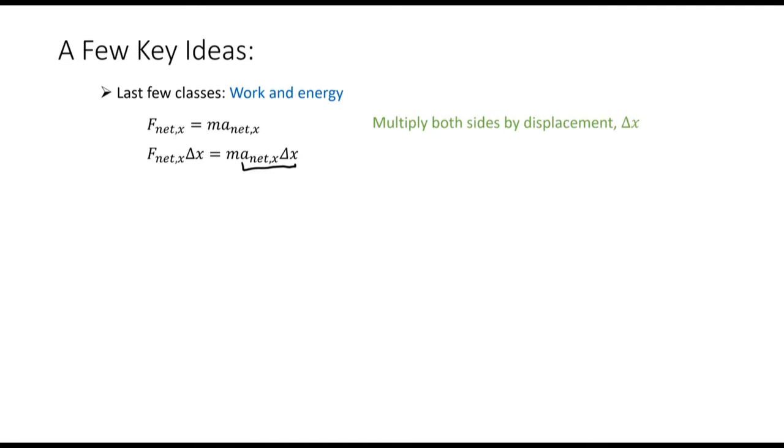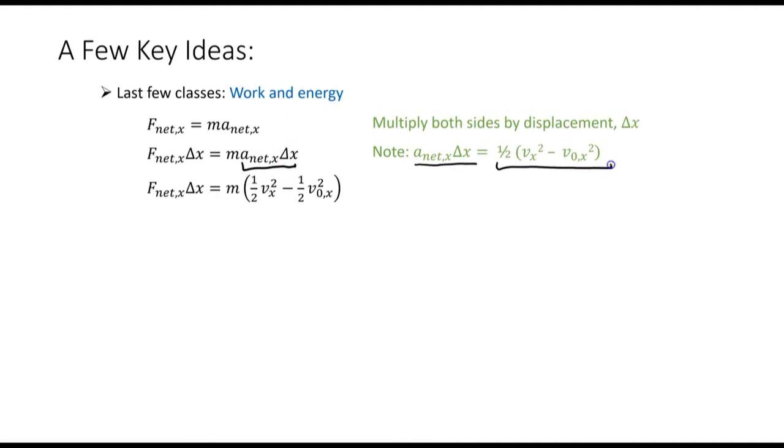So you might remember from the equations of motion with constant acceleration that we defined a net x times delta x to be equal to 1/2 vx squared minus v naught x squared. The equation on your equation sheet probably looks a little different. Remember, this is the equation that doesn't involve time, but I've just rearranged it so that I have a net x delta x on the left-hand side, and then I can replace a net x delta x in my equation with what I have on the right-hand side here.